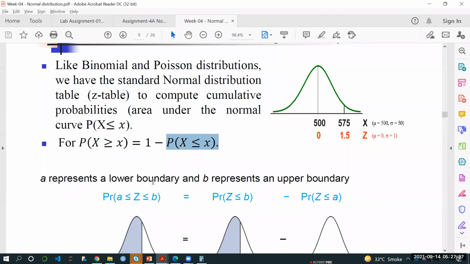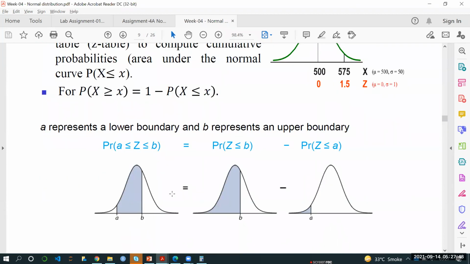And if you need to find probability between two values, like between a and b, then we can say probability of z less than b, the upper limit, minus the lower limit. Now we see some examples from this table.